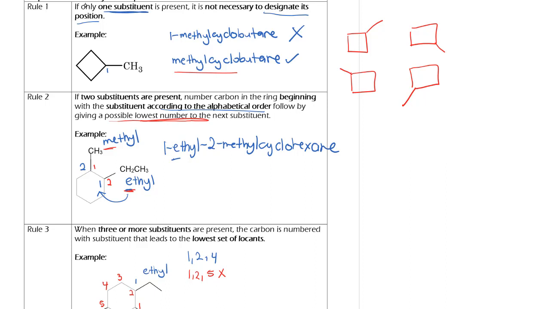So similar to before, this is the parent, this is the substituent. When you write down the substituents according to the alphabetical order, that's why we mention ethyl first. Okay, and it must be as close as possible.